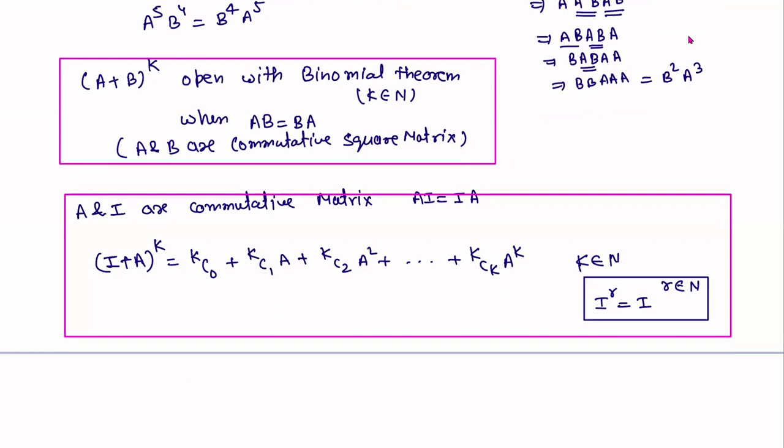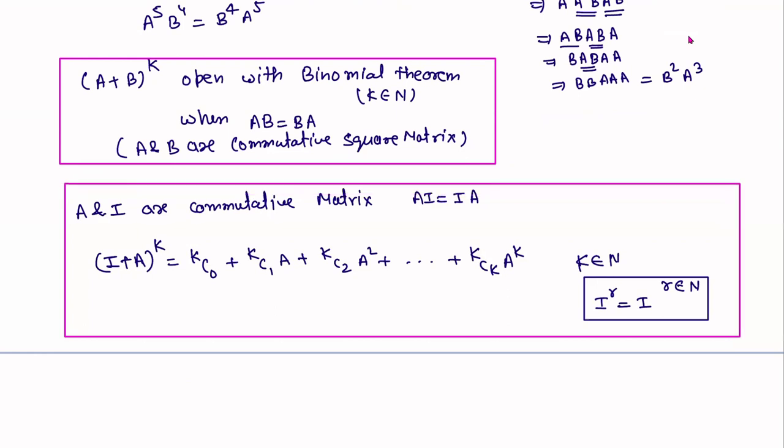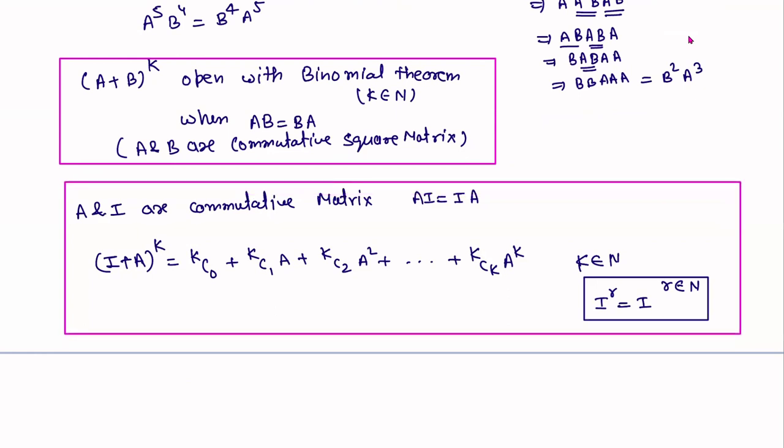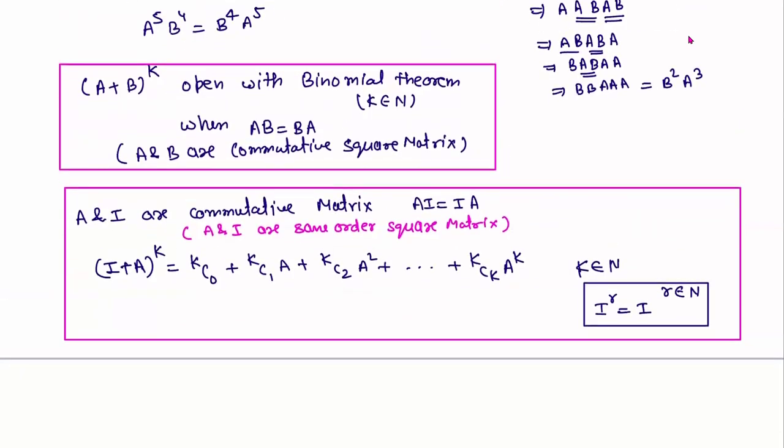Now remember this, that (I plus A) power N, this one is this. Anyone have doubt on this? And this concept is very important, that I plus A, because we use this concept so many times. So if we have I and A, same order square matrix, then A and I are always commutative. Then (I plus A) power K, that we can open by binomial by this. Get the concept? Yes, sir. Up to here, any doubt you have?